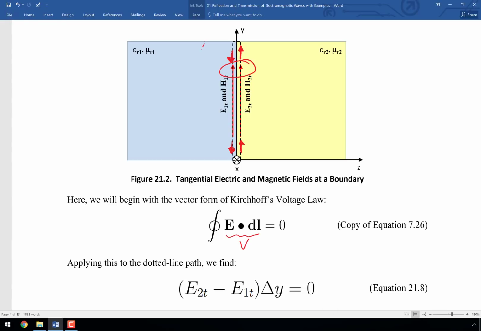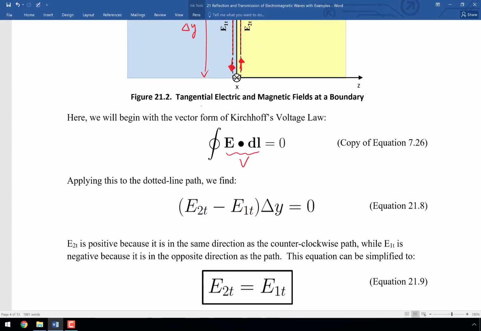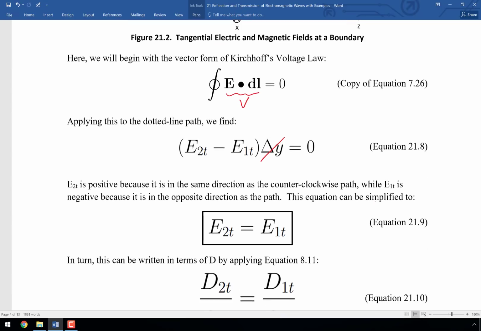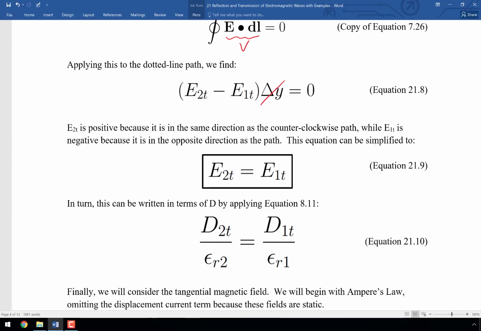And delta y, of course, is just this distance right here, delta y. And if we assume that those electric fields are constant within each of the 2 regions, the line integral just becomes a multiplication. We can divide both sides by delta y, and then E sub 2t equals E sub 1t, probably the most useful form of that equation. But if you do prefer it in the displacement field, then equation 21.10 would be your thing.